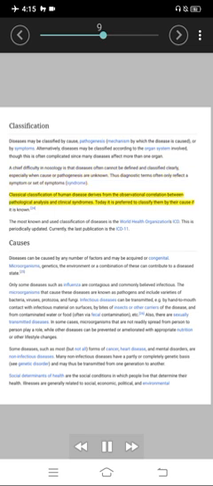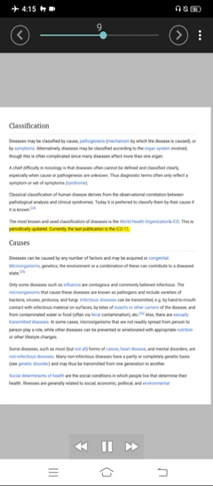Syndrome. Classical classification of human disease derives from the observational correlation between pathological analysis and clinical syndromes. Today it is preferred to classify them by their cause if it is known. 24. The most known and used classification of diseases is the World Health Organization's ICD. This is periodically updated. Currently, the last publication is the ICD-11.